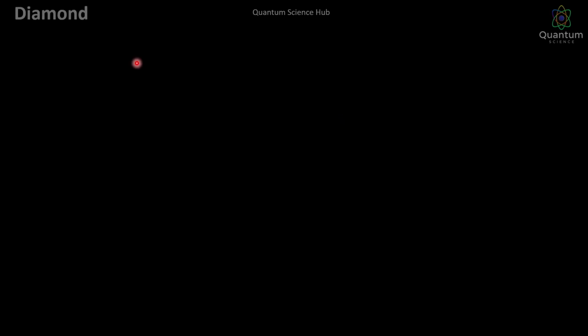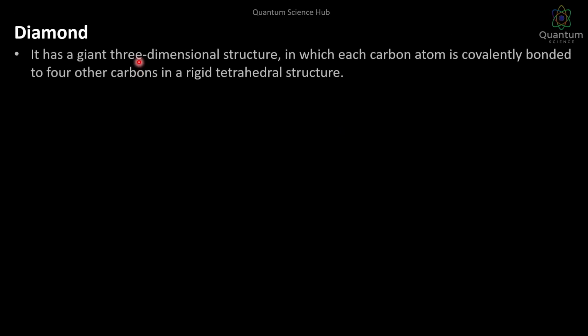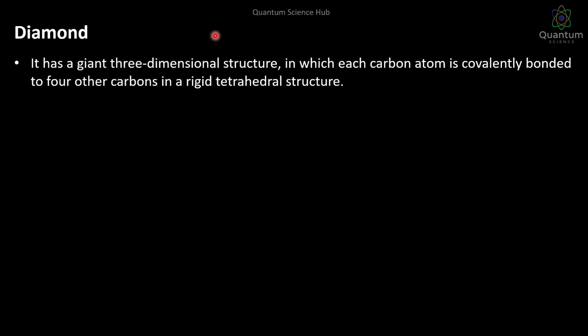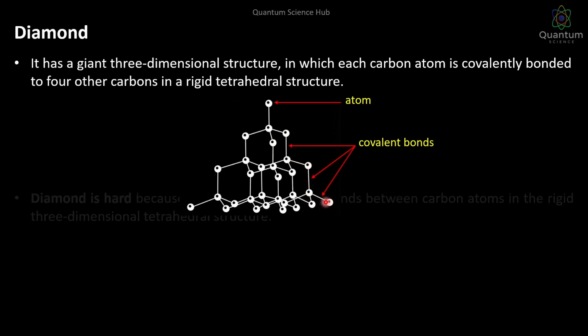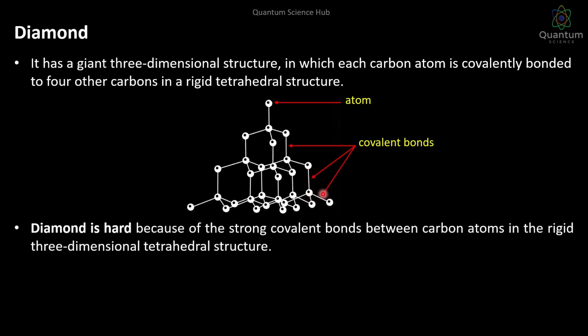Now let's see the structure of diamond. It has a giant three-dimensional structure in which each carbon atom is covalently bonded to 4 other carbon atoms in a rigid tetrahedral structure. This is the structure. And this is the carbon atom in here. This is the covalent bond between carbon and carbon. So diamond is hard because of the strong covalent bonds between carbon atoms in a rigid three-dimensional tetrahedral structure.